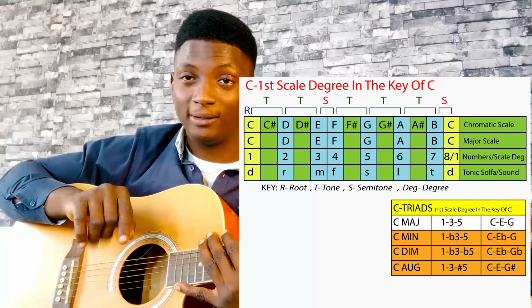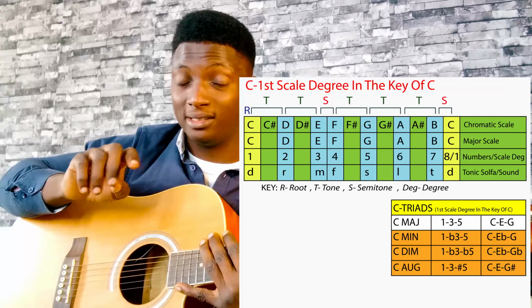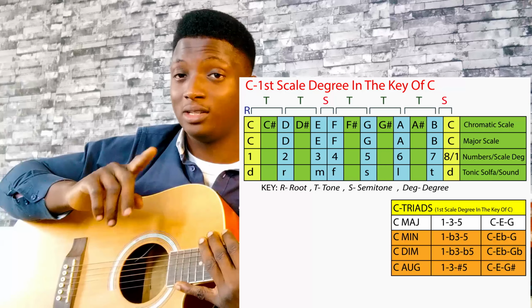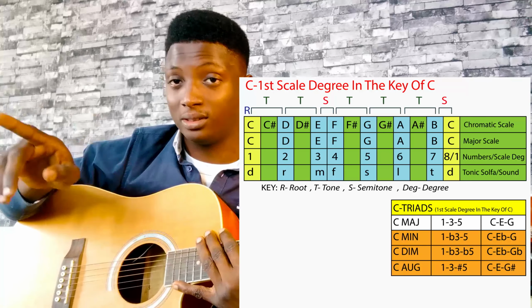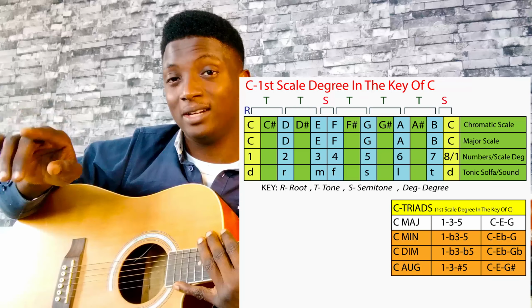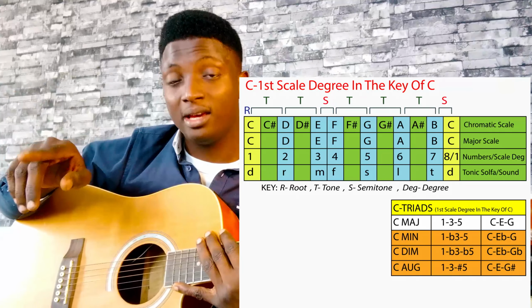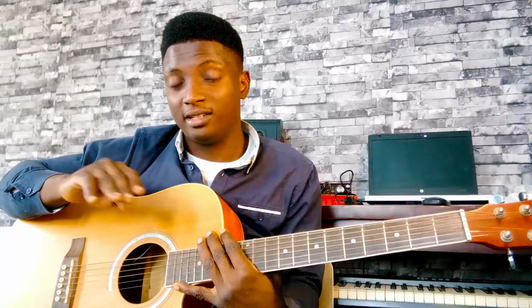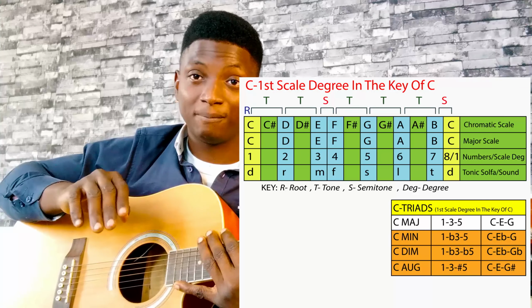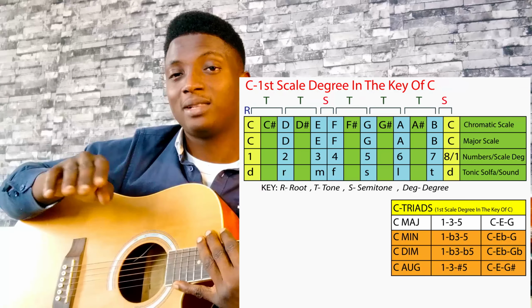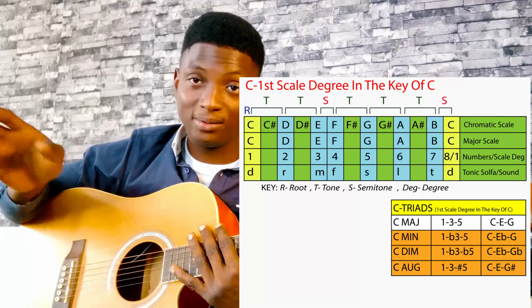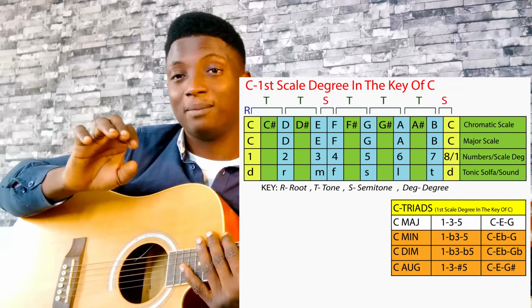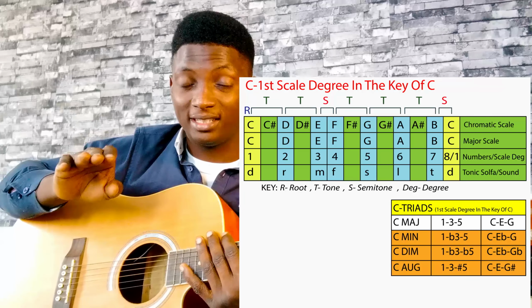C. Then going down, I can decide to call them by their numbers, the scale degrees. C is 1, D is 2, 3, and so on and so forth. 1, 2, 3, 4, 5, 6, 7. Then you have 8 or 1, which is telling you that is an octave. And then you have your solfa, the sound. It is do, re, mi, fa, sol, la, ti, do. You understand? So now that we have this, we can build our triads.